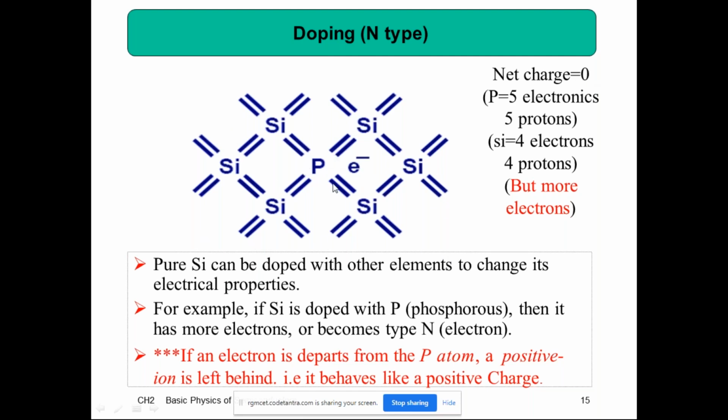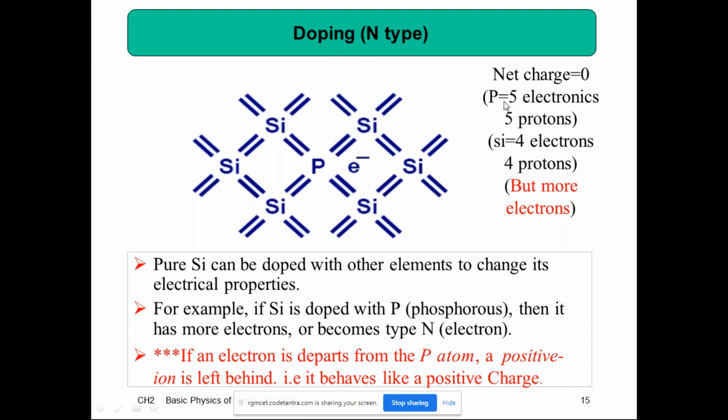Suppose the phosphorus atom is introduced here. How many valence electrons does phosphorus have? 5 valence electrons. 4 valence electrons are strongly bonded with 4 silicon atoms. There is one free electron, as shown here. What about the net charge here? The phosphorus atom consists of 5 protons and 5 electrons, so the net charge is equal to 0. Whether it is a doped or undoped semiconductor, the net charge is 0.